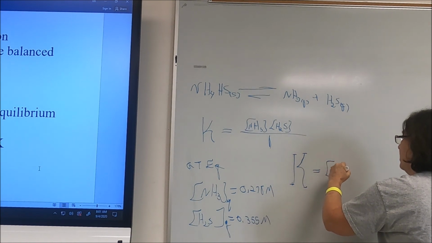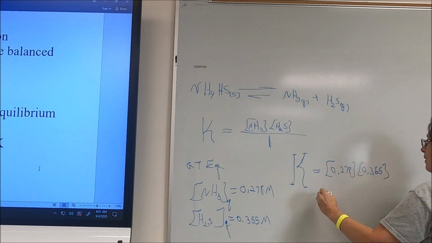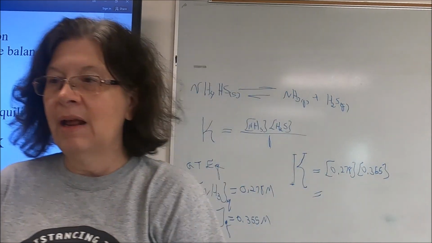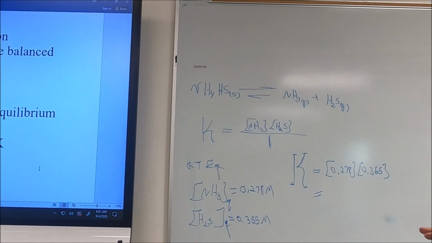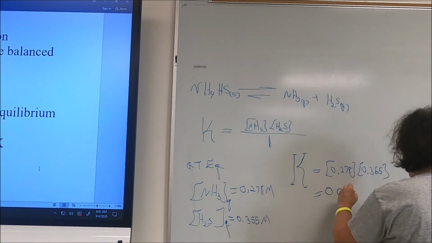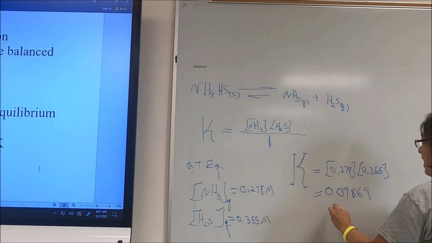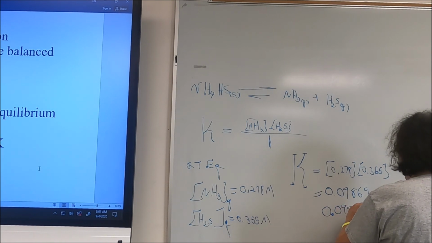So I get 0.278 times 0.355. And again, I walked into this room without my calculator, so I'm going to have to use my phone. I apologize. Let's see, find a calculator. 0.278 times 0.355. And we get an answer of 0.09869. We only have 3 significant figures, so 0.0987.